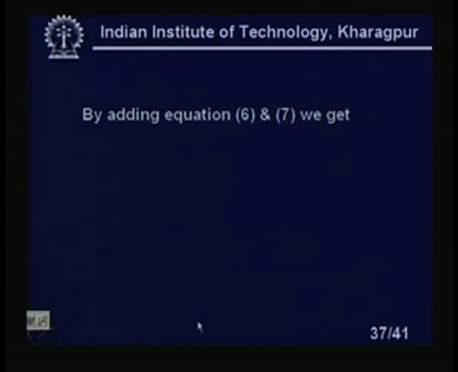By adding equation 6 and 7, we get RT equal to RP1A plus RP1B divided by 2, right. If I add, obviously it will cancel out. We can see that if I measure the bridge balance at the two positions of the switches, that is RP1A and RP1B, I can add and average it. So, I can totally eliminate the lead wire resistance.